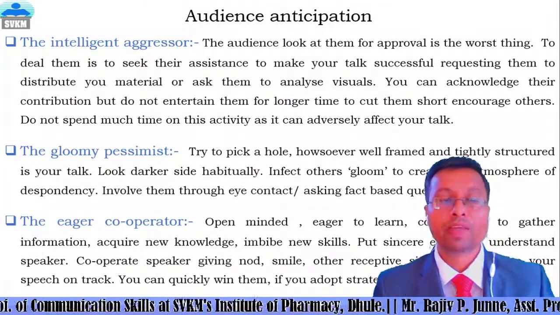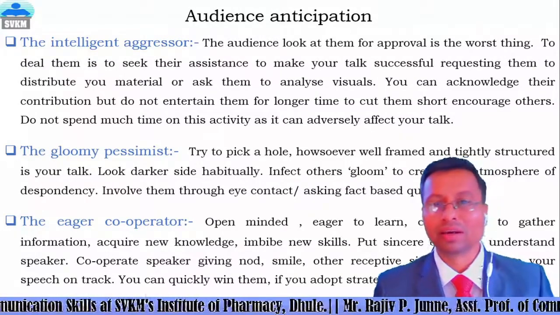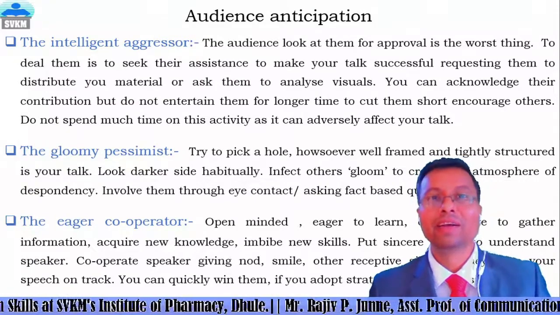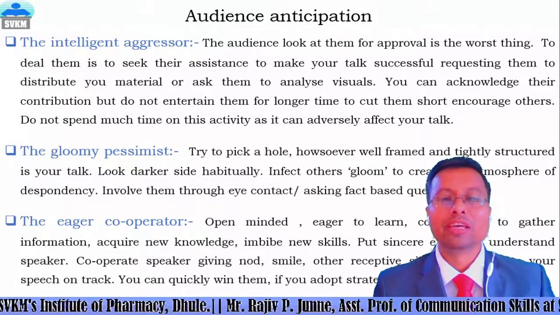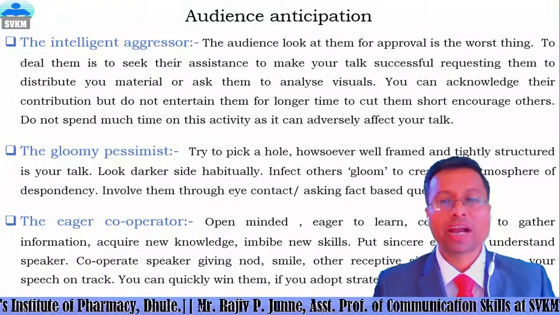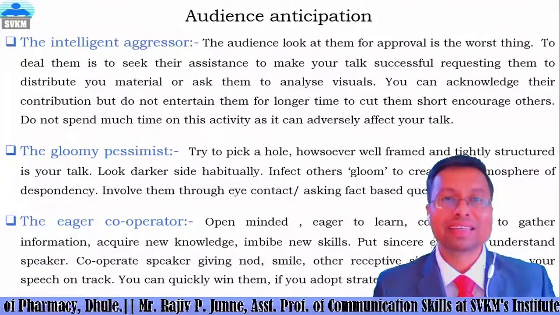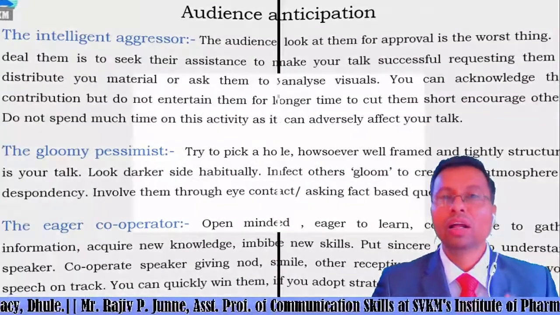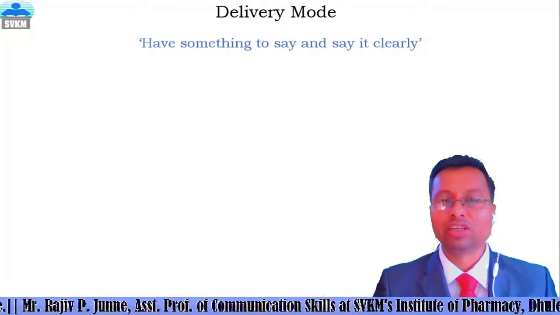They are ready to cooperate, giving the speaker nods, smiles and other receptive signals. They keep your speech on track if it is getting off track. You can quickly win them if you adopt proper strategies of effective speaking. For you, the dangerous ones are the intelligent aggressor and the gloomy pessimist. The success of your effective delivery depends on the way you manage them.